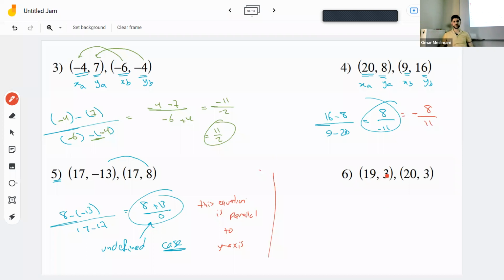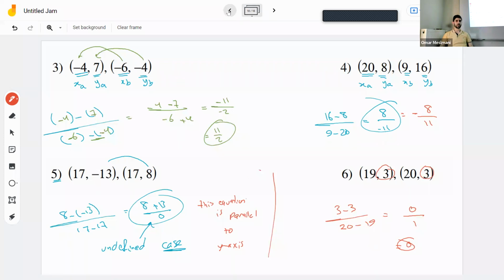All right, now the last one is the y minus the y, which is going to be 3 minus 3, over the x minus x, which is 20 minus 19. 3 minus 3 is 0 over 1. 0 over 1, it's a 0. All right, no problem. So now the slope is easy to say, 0.